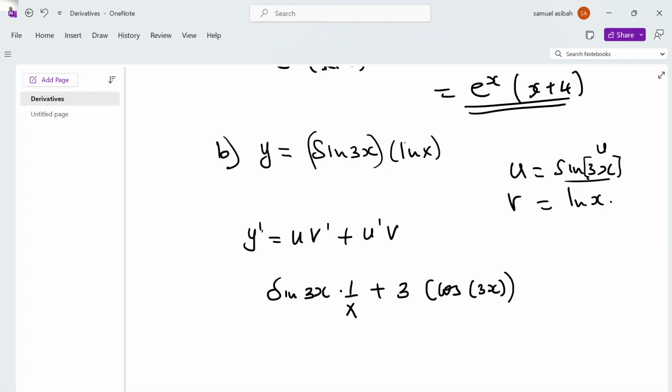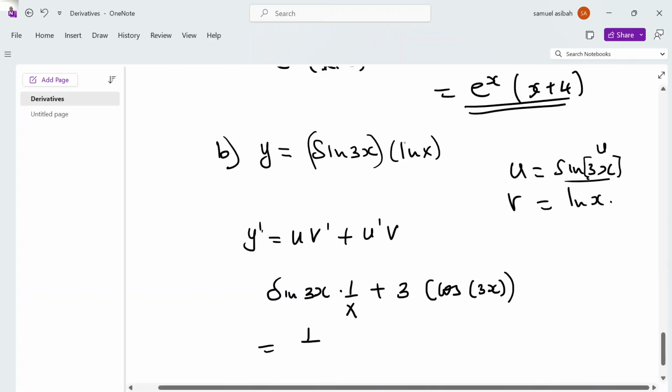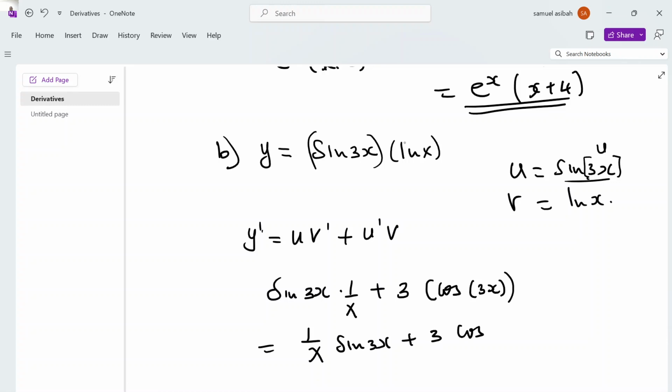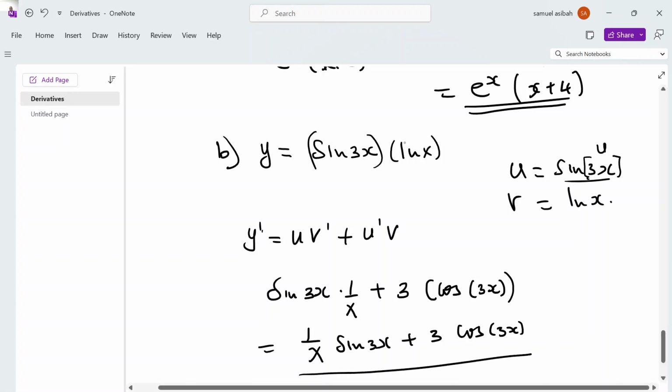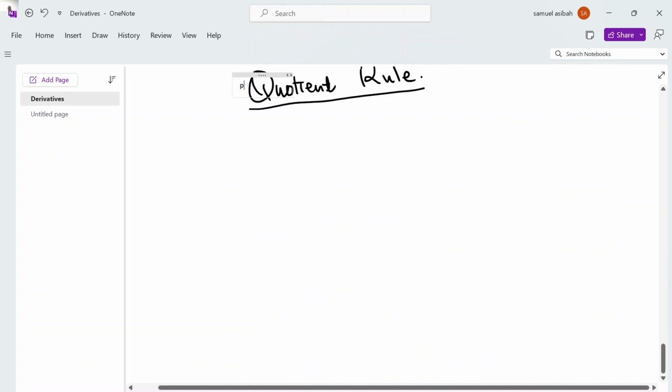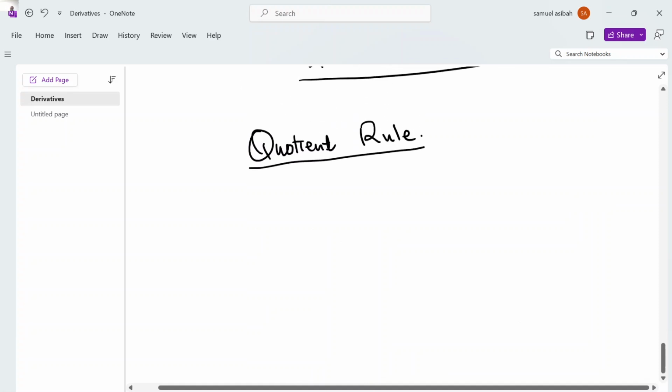Okay, like that. So which now means that you have 1 over x here, sine of 3x plus 3 times the cos of 3x. Okay, and that is your solution. So that is how to manage this. You can see you can do it so fast and so easy. Okay. So the quotient rule, we can really do it also in a very easy way.